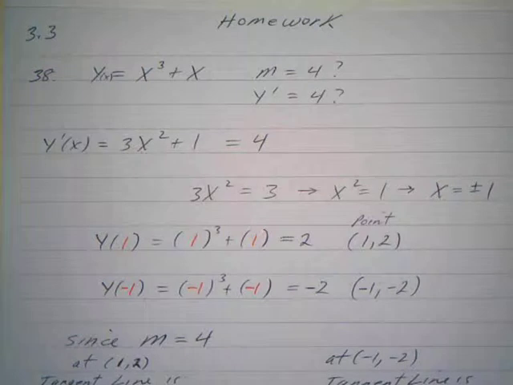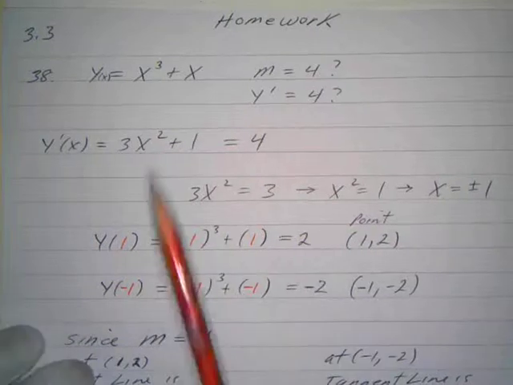Okay, again, section 3.3, this is number 38. What we want to do is find the tangent of the curve y equals x cubed plus x, at the points where the slope is 4. So we know the slope is 4, so we're going to find the equation of the tangent lines. When the slope is 4, what's the smallest slope of the curve, and at what value of x does the curve have this slope?